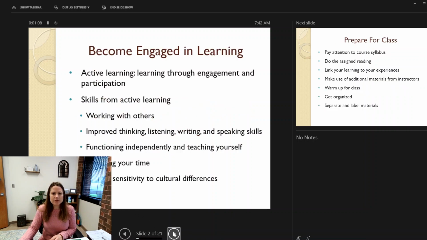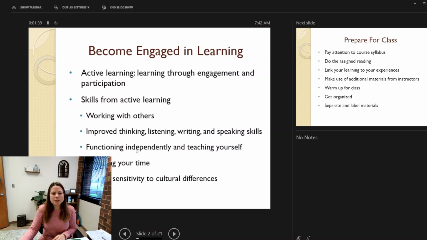This can look different for many people. You could participate as an active learner by doing the following that it lists here. Some of these you're going to notice that you've seen in prior chapters, like 1, 2, 3, 4, 5. So think about working with others. Improve your thinking, listening, writing, and speaking skills. Teaching yourself your best methods that work for you.